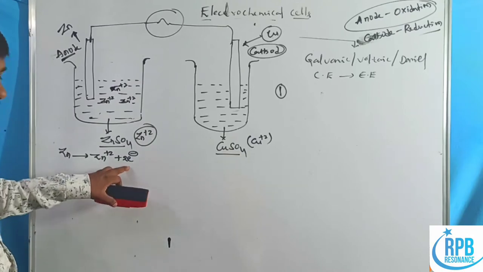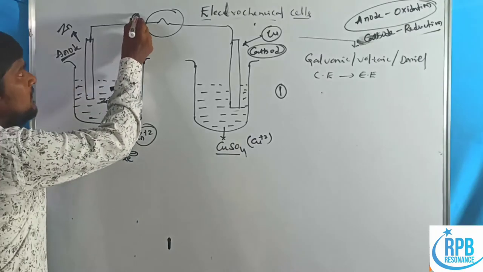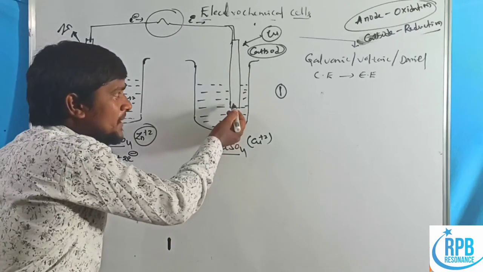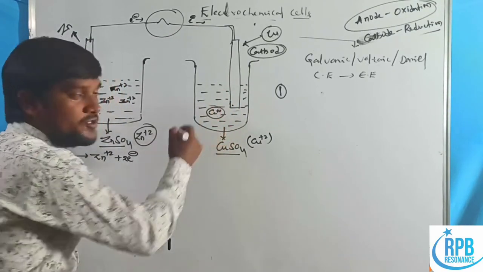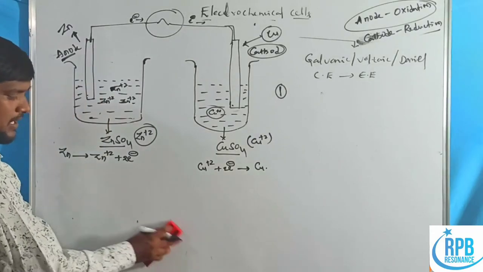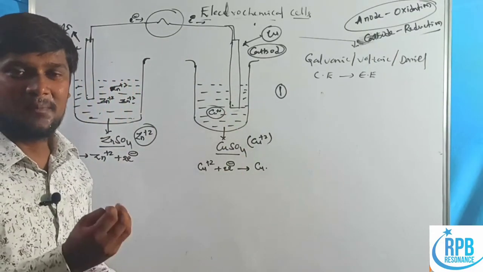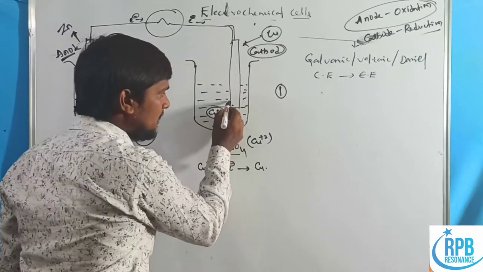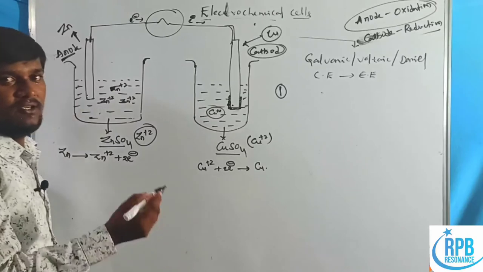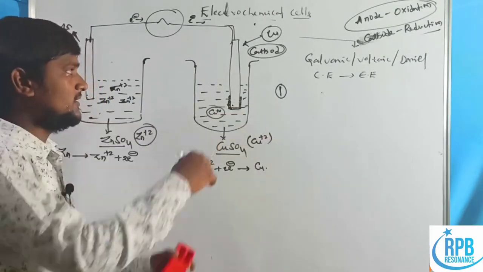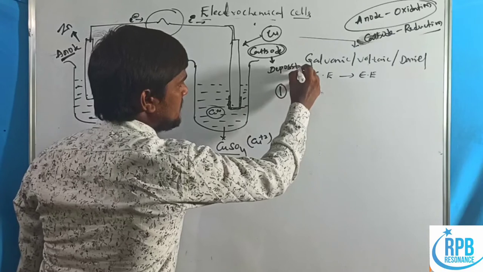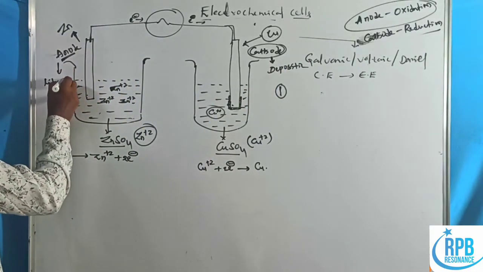These electrons travel through the wire and are gained by the copper plus 2 solution. The copper plus 2 gains the electrons and forms copper metal. So the copper sulfate solution becomes copper metal, which coats the surroundings of our cathode. At the cathode, deposition takes place.